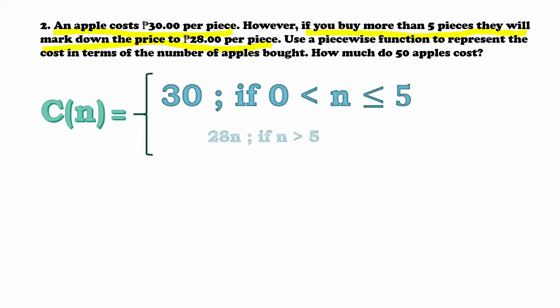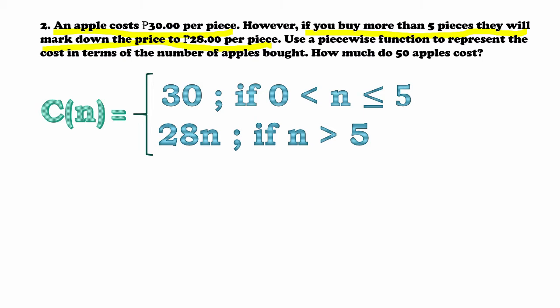So this represents the second piece in the piecewise function. 28 pesos times the number of apples is the function if n is greater than 5. So if you buy more than 5 apples, the price is 28 pesos only. So to get the cost of the apples more than 5 pieces, you're going to multiply 28 times the number of apples.